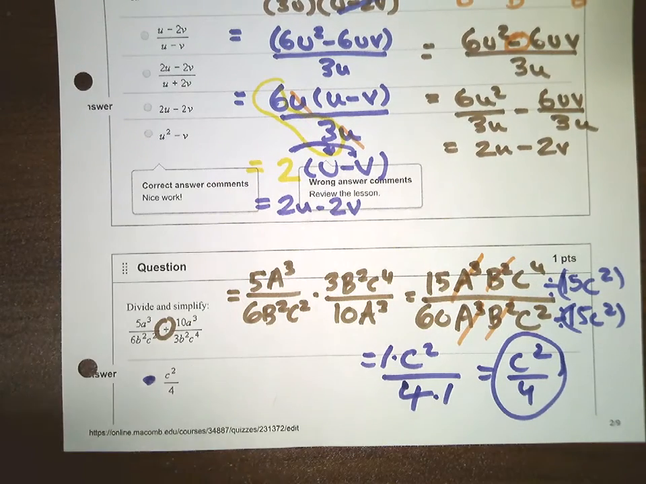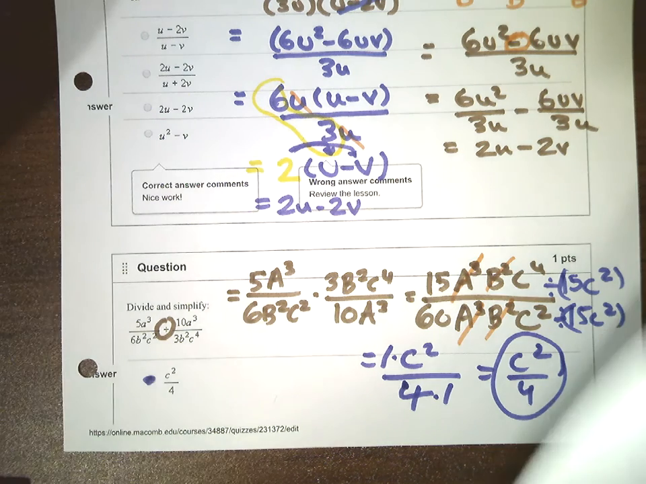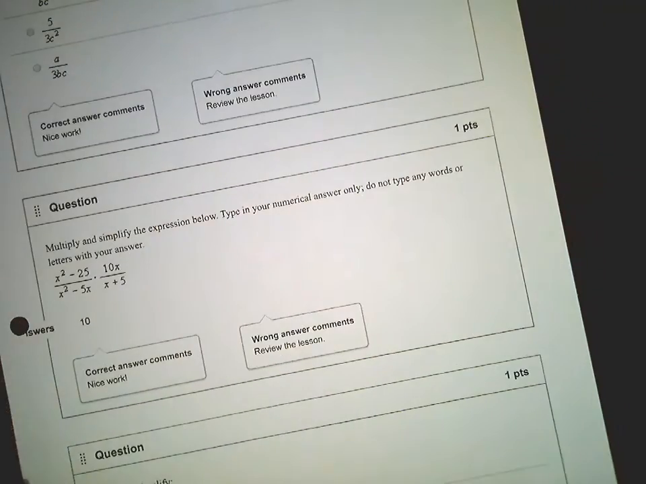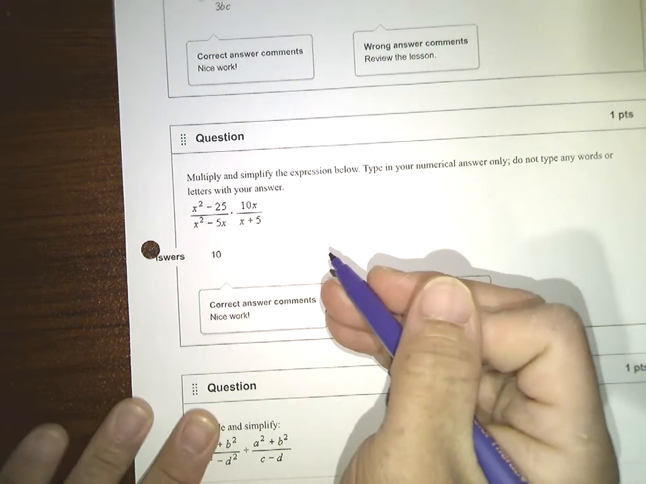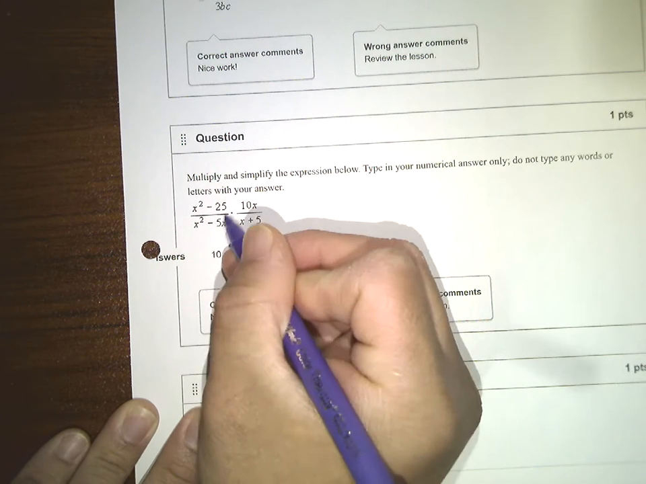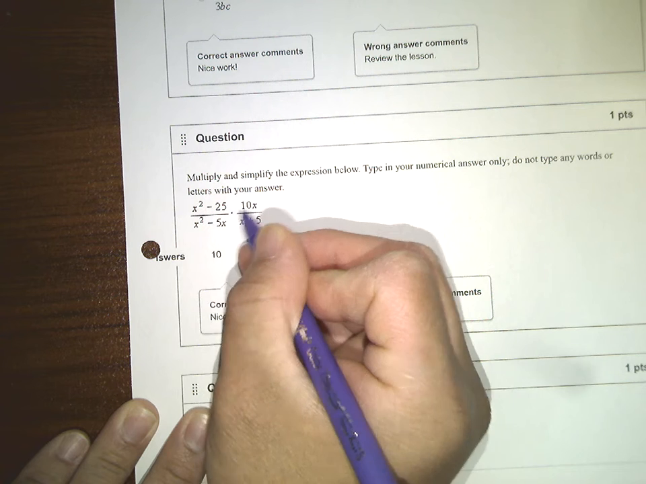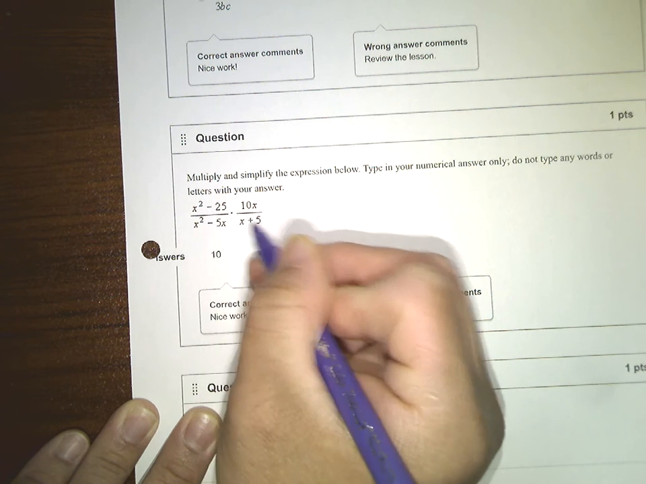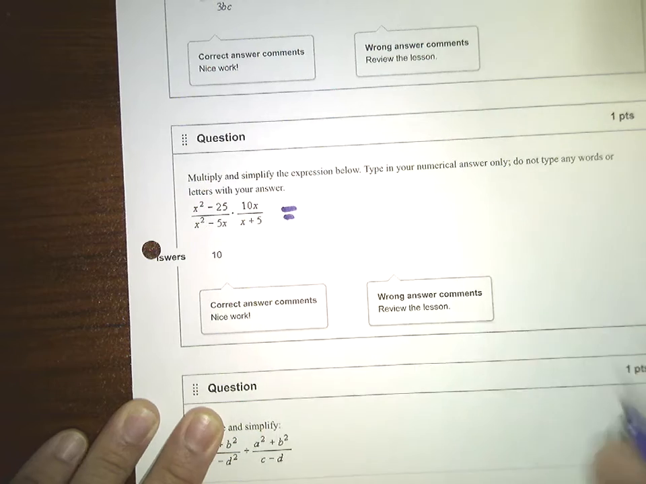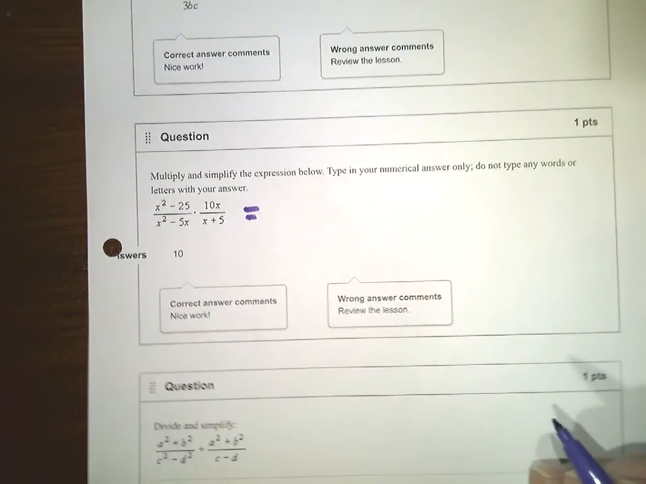Alright, so I hope that you're enjoying this video on multiplying and dividing rational expressions so far. Here's another one. Let's go ahead and multiply and simplify the expression below. So we have x squared minus 25 times 10x over x squared minus 5x times x plus 5. So what I'll start by doing is just factoring all of the expressions.